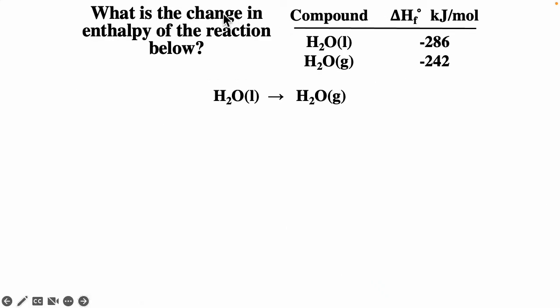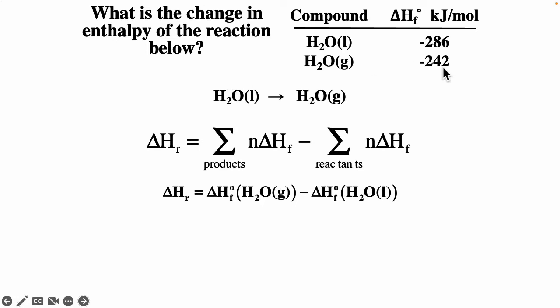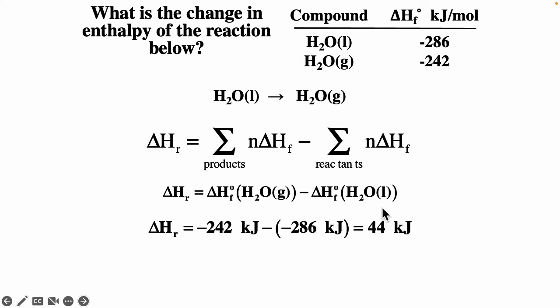And so we can ask, what is the change in enthalpy for the following reaction, going from H2O liquid to H2O gas? Again, we can determine the change in enthalpy for a reaction by doing products minus reactants. Our gas is the products. The stuff on the right is always the products. The stuff on the left is always the reactants. And so we have minus 242 minus minus 286, and this gives us 44 kilojoules.